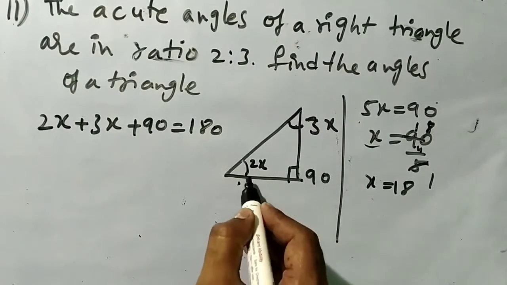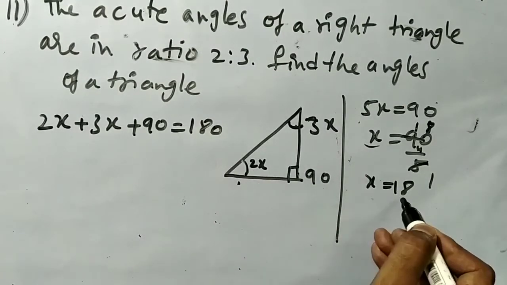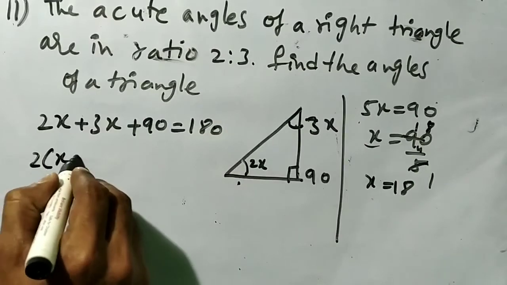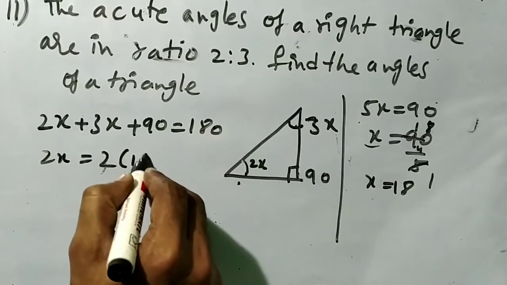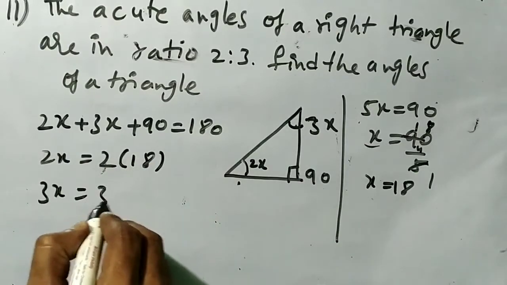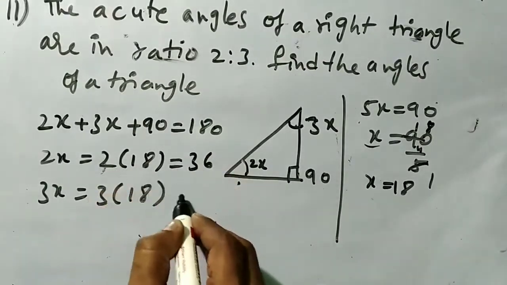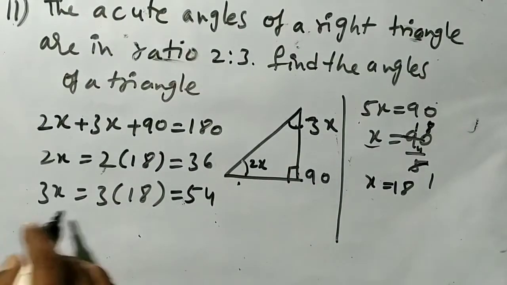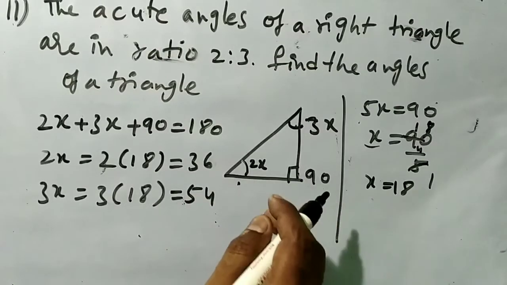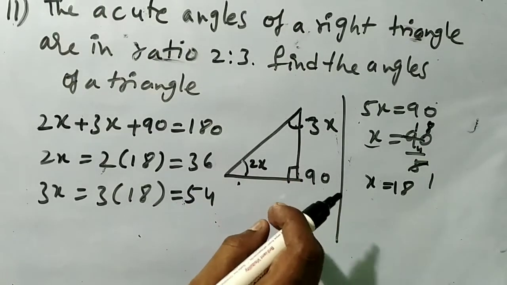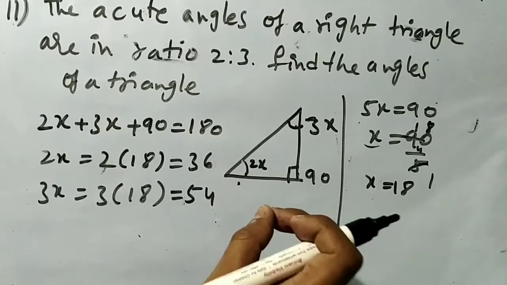We know already that these are two acute angles and each angle should be less than 90. So x is equal to 18. That is 2x is equal to 2 into 18, and 3x is equal to 3 into 18. So 2 18s are 36 and 3 18s are 54. If you add all this, that is 54, 36 and 90, definitely you will get 180 degrees, because we have already studied that the sum of interior angles is always 180.